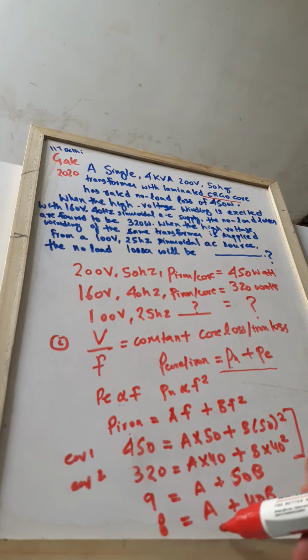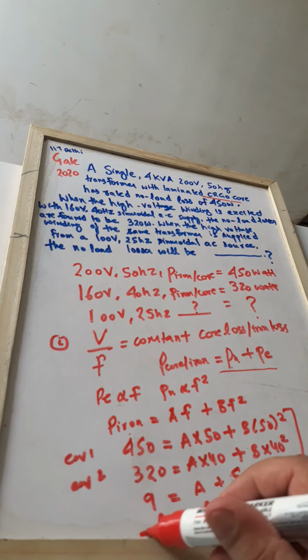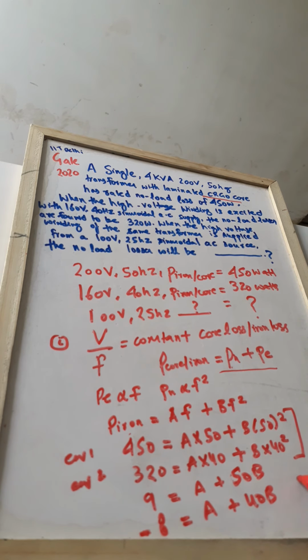So from here I can get the values. Subtract this equation from this, I get the value of 1 is equal to 10b. I get the value of b as 1 by 10. Okay, similarly I can get the value of a from this.